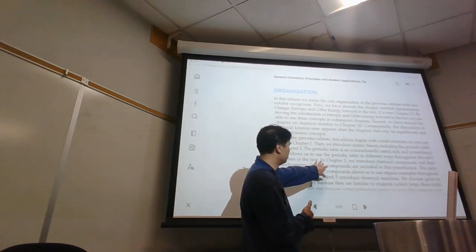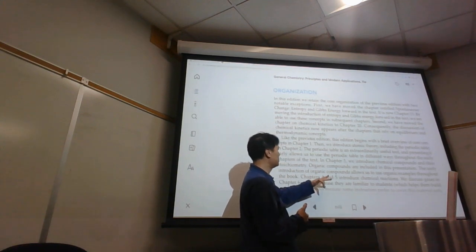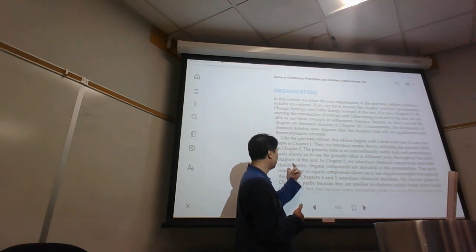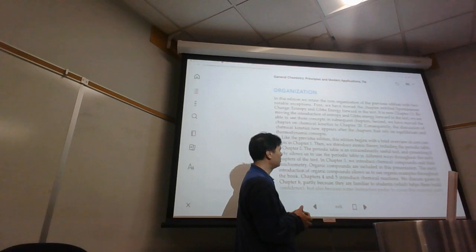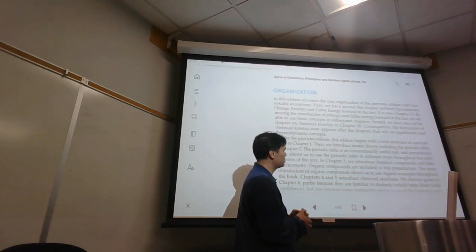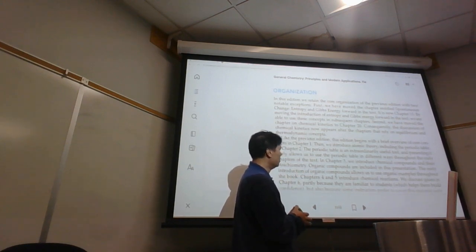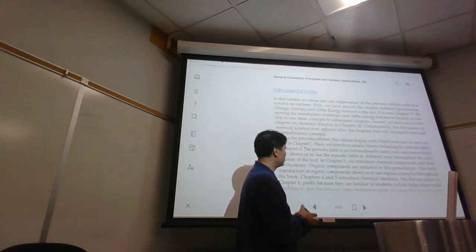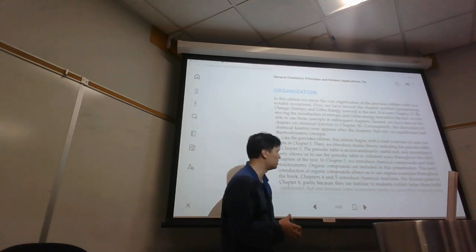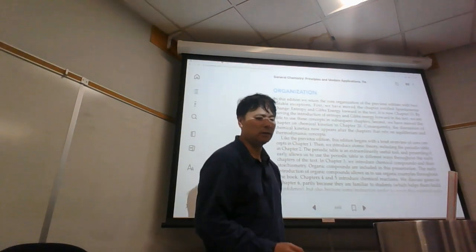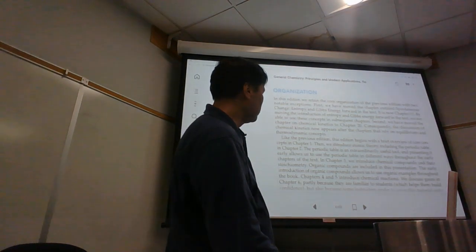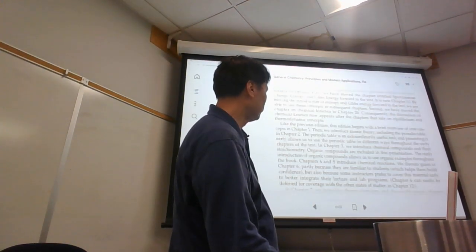In Chapter 3, we talk about chemical compounds and their stoichiometry. Organic compounds are included in this presentation, so we'll be looking at some simple organic compounds. The early introduction of organic compounds allows us to use organic examples throughout the book, and so I like that too, because we do use a lot of organic solvents and compounds in general chemistry.